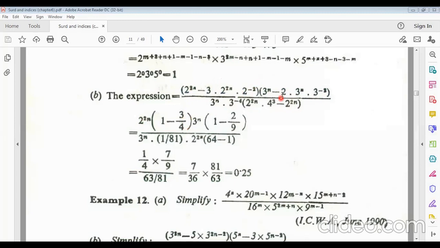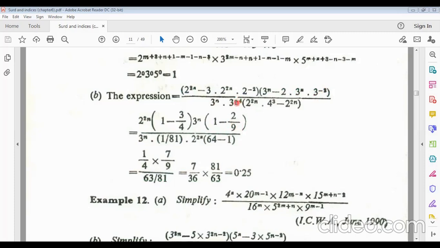4, 3 by 4. And here 3 to the power n and 3 to the power n will be common. Okay. Then we get 1 minus 2 divided by 3 square, which means 9. This is why the minus is in the denominator. Now this 3 to the power n and 3 to the power minus 4, what does that mean?